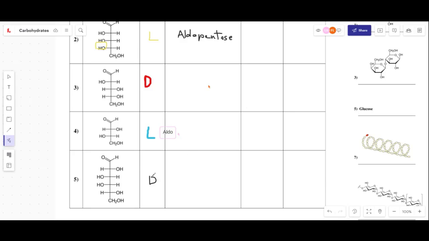It is a D sugar. Aldohexose. 1, 2, 3, 4, 5, 6. Yeah, very good. It is an aldohexose. Aldohexose. That's right.